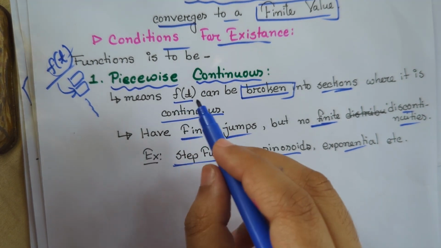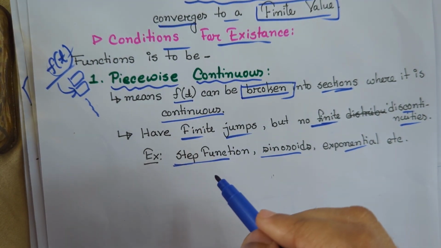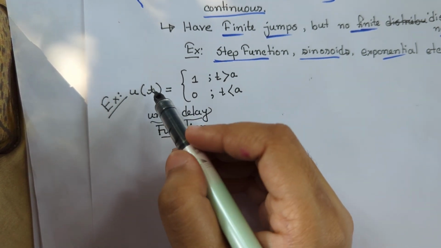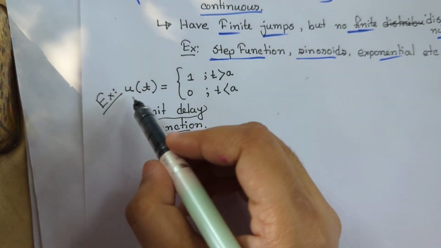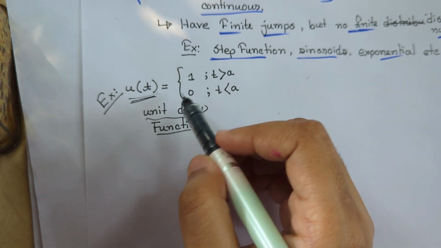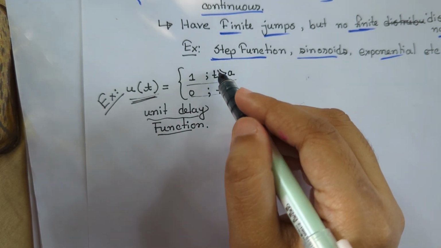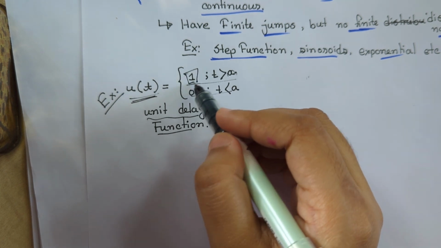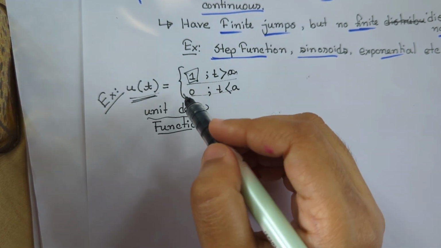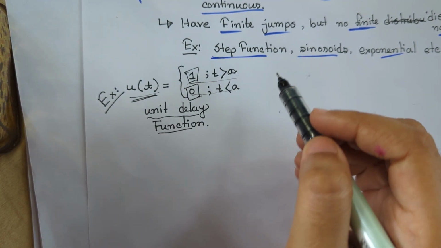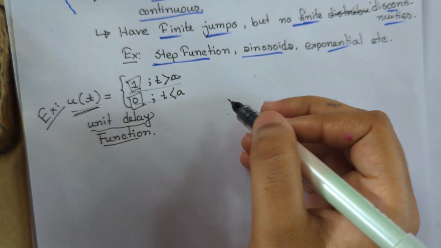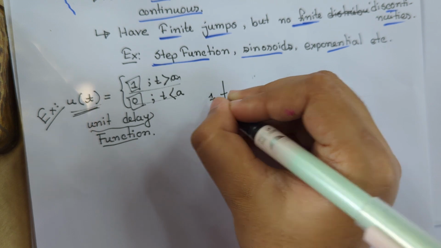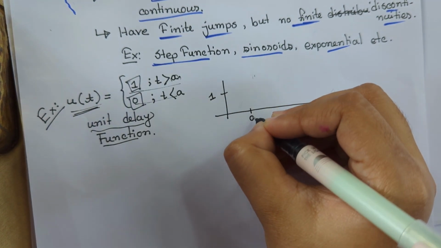Let's see an example of a piecewise function to understand it clearly. Suppose this is an example of the unit delay function. This unit delay function is defined like this: the function is defined in two portions. If t is greater than a, then it will give a value 1, and if t is less than a, then it will give a value 0, meaning it will give us nothing. Let's draw its graph. It looks kind of like this. Suppose this is 1 in value and this is a.